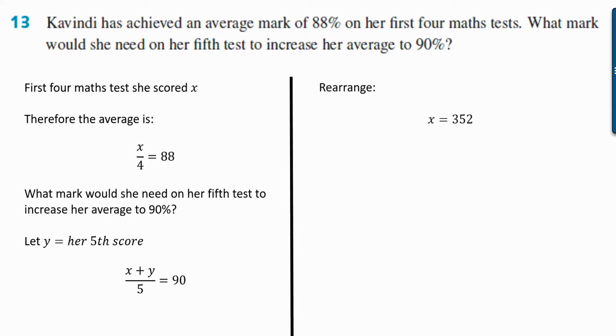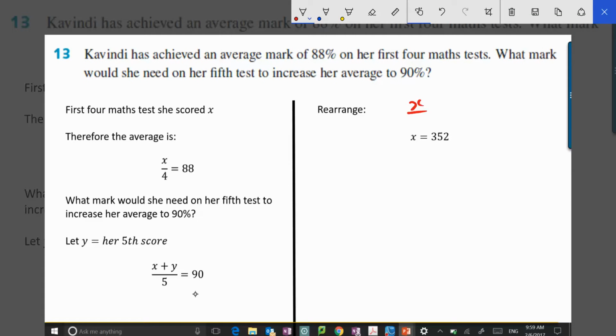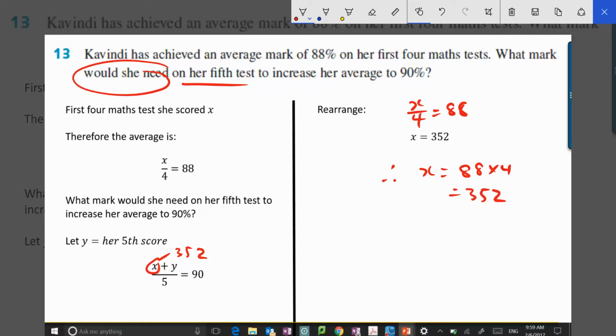And if I rearrange x on 4, so I'll just write here in case you didn't pick up, x on 4 was equal to 88, therefore x equals 88 times 4, which equals 352. Okay, so that just tells me that this equals now 352 plus something divided by 5 should equal 90. And that's what they're asking you. They said find that fifth score. What would the mark have to be for a fifth score in order to get 90?